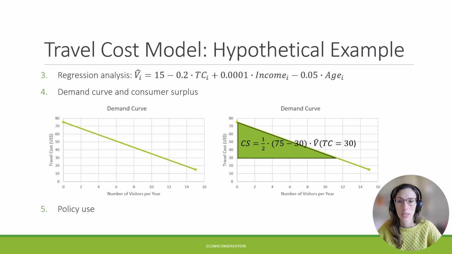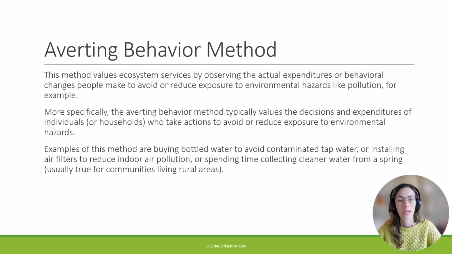The last method I will discuss today is the averting behavior method. This method is not widely used. It values ecosystem services by observing the actual expenditures or behavioral changes people make to avoid or reduce exposure to environmental hazards like pollution. It is important to know that there is some overlap between this method and the mitigative expenditure method, which is a cost-based approach.